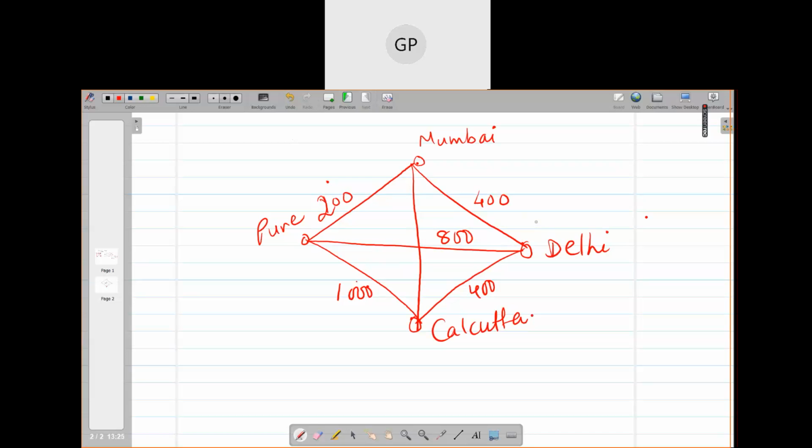Do you understand the difference between the previous problem and this problem? Do you understand it, girls? I'm asking you something, girls. Am I audible? Yes, ma'am. So do you understand the difference between the previous situation, the postman problem, and this traveling salesman problem? Do you understand the situation?